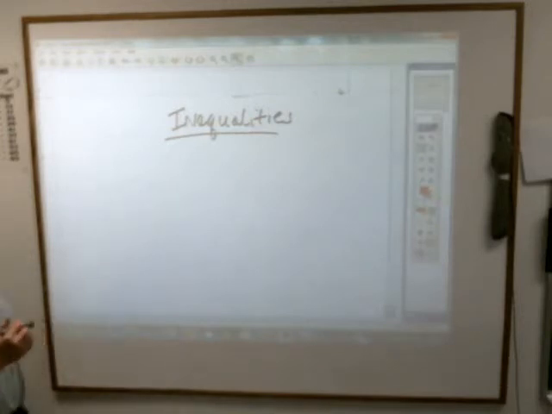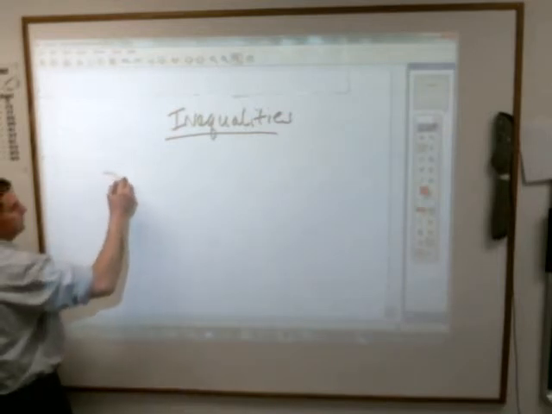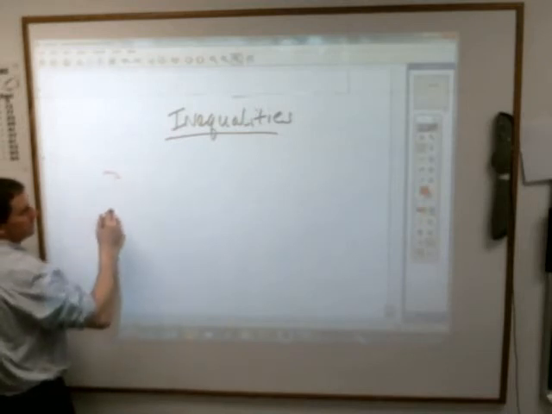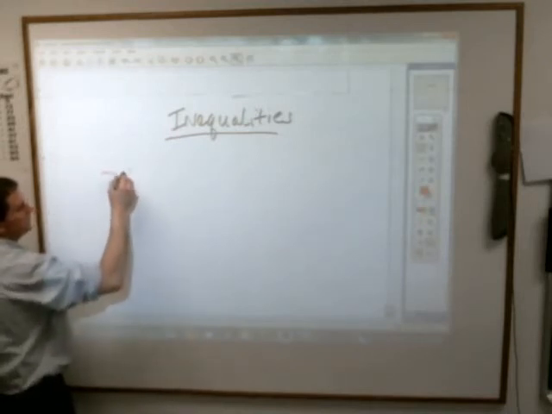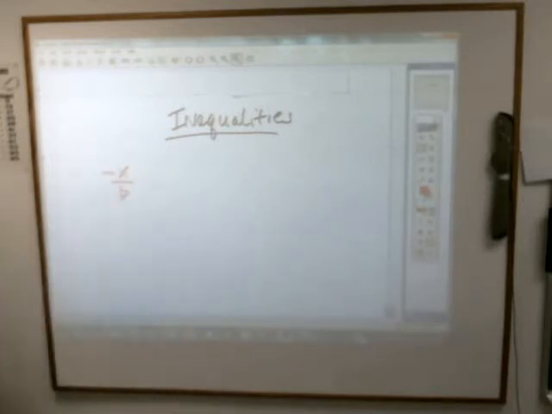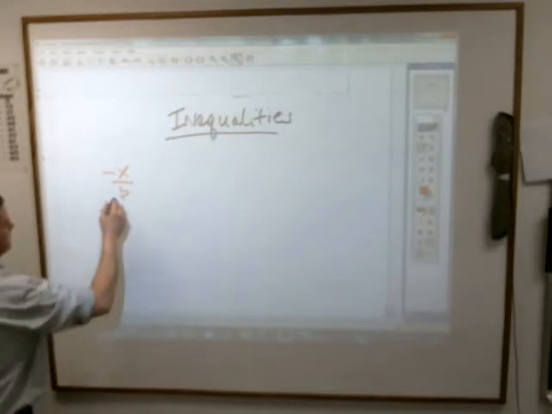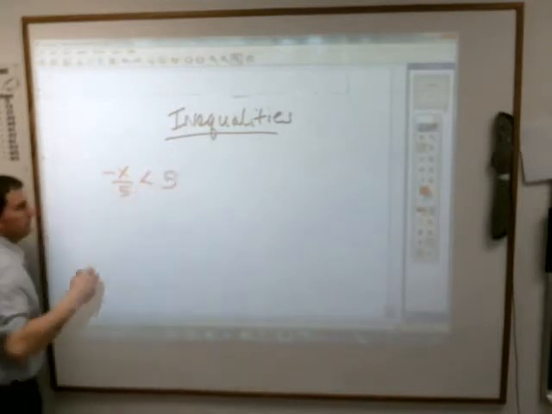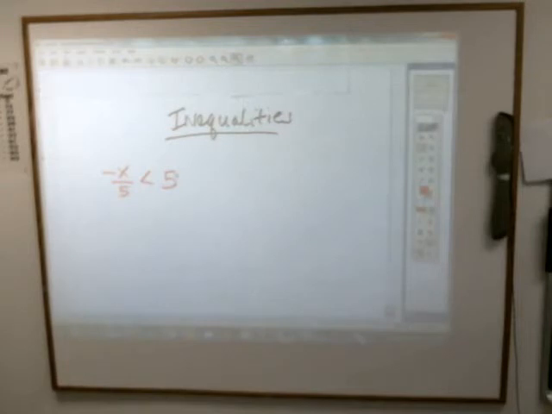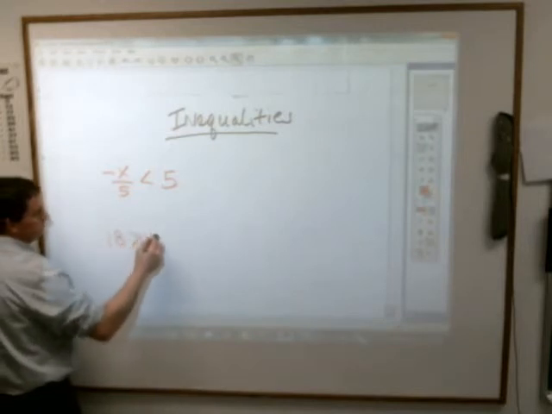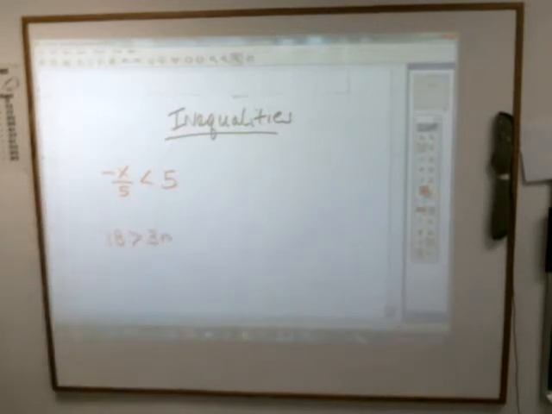Write these down, please. Let's do these as examples. I'm going to find here negative x over 5 is less than 5. Let's throw down there maybe 18 is greater than 3r. Let's put on there maybe negative 4m is greater than or equal to 7.